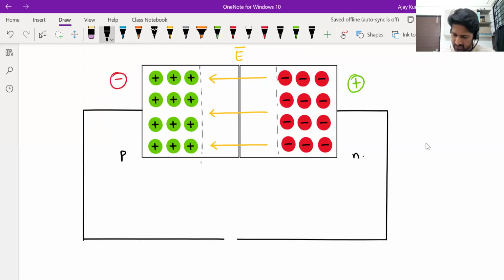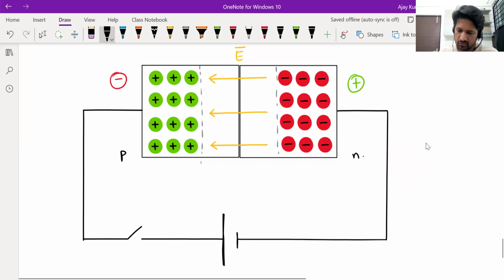Suppose you apply a voltage like this, where P is kept at higher potential and N is kept at lower potential. Let's assume a switch for now. Let's say it is still not switched on. So as of now, the junction is unbiased. There will be a certain amount of electric field. The moment you close this switch, the battery will be creating an electric field opposite to the existing electric field. So suppose the switch is closed.